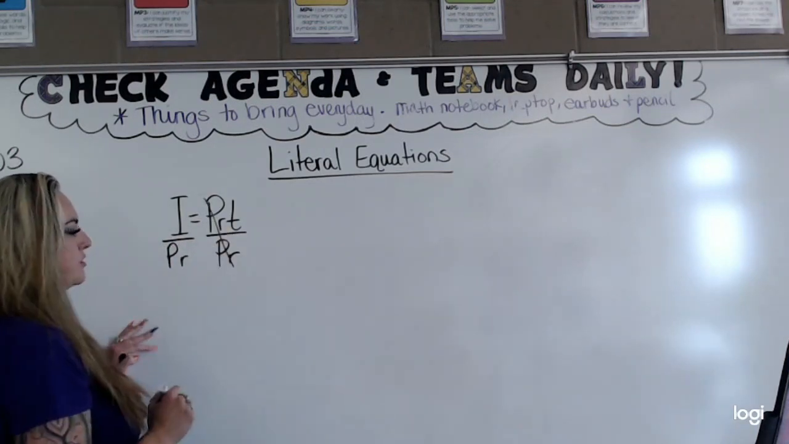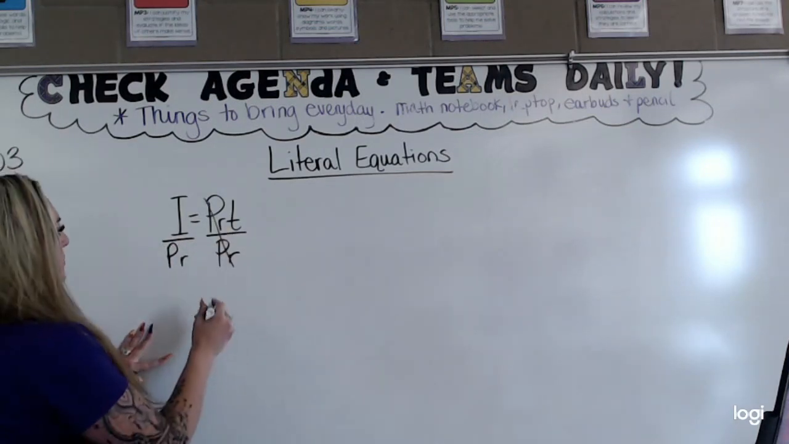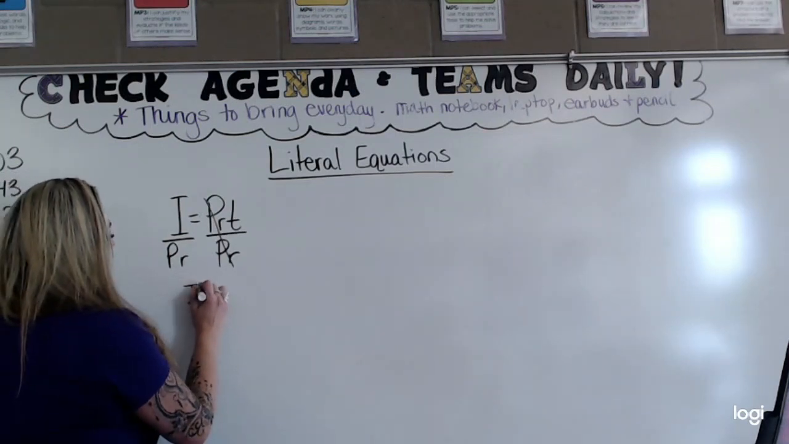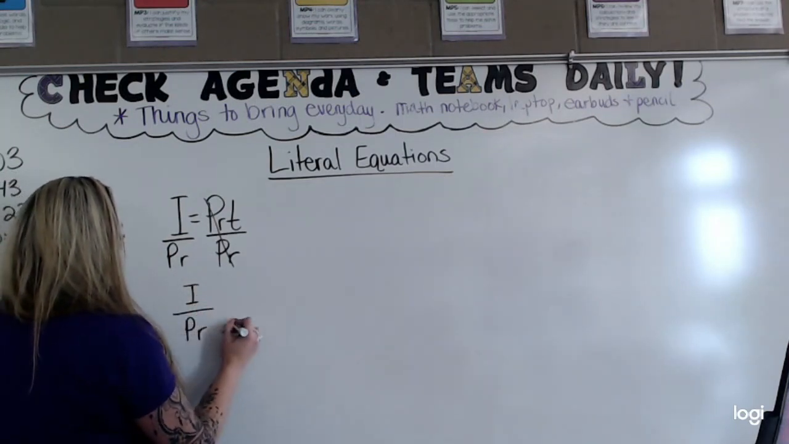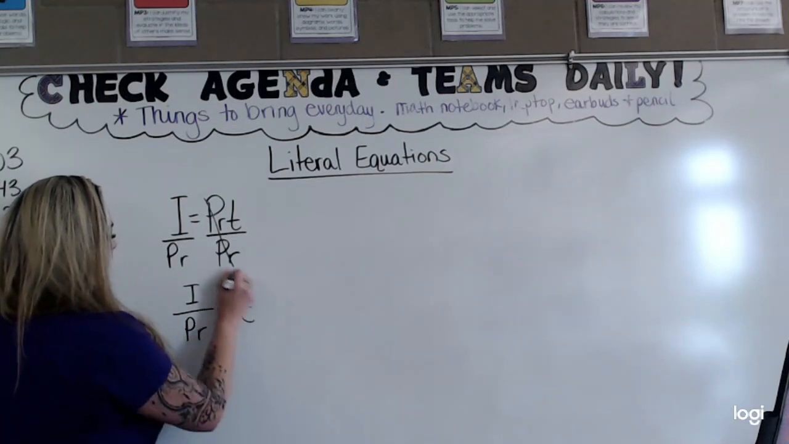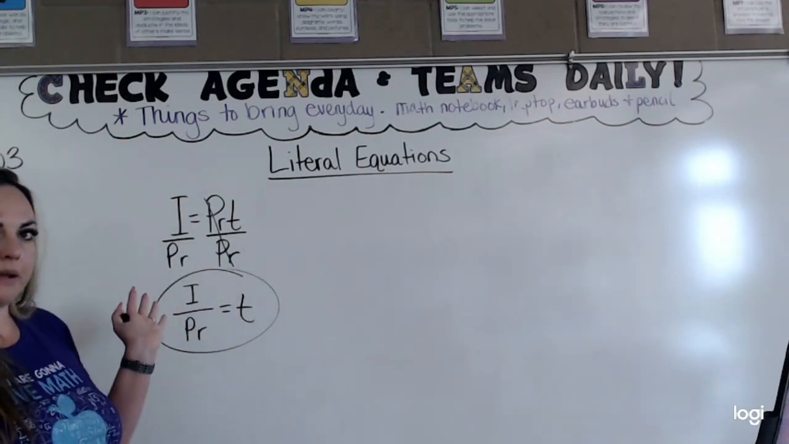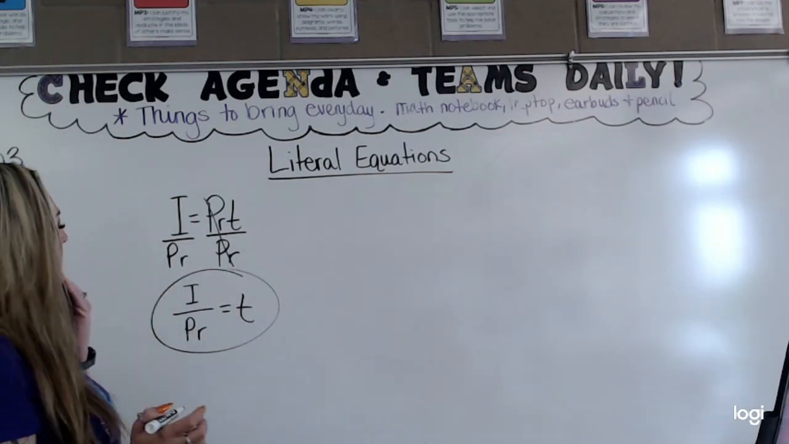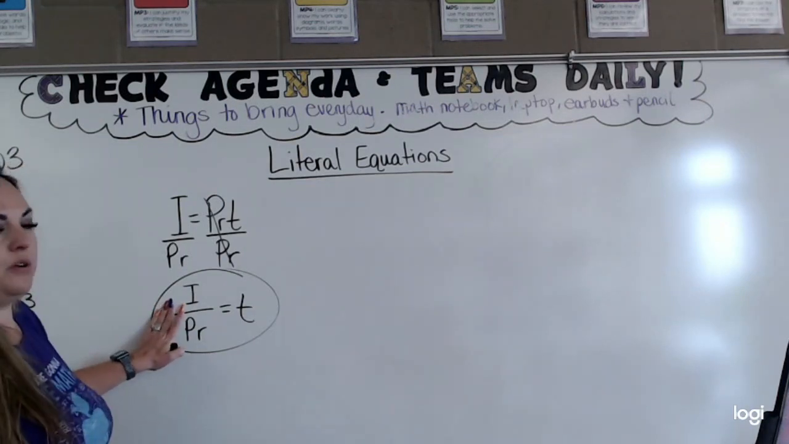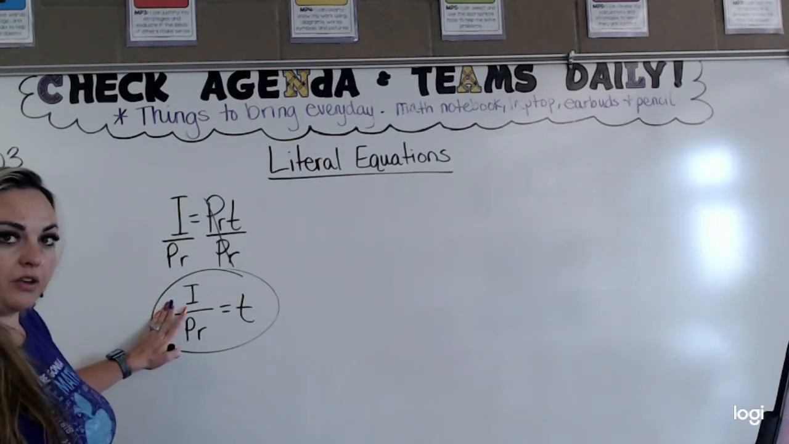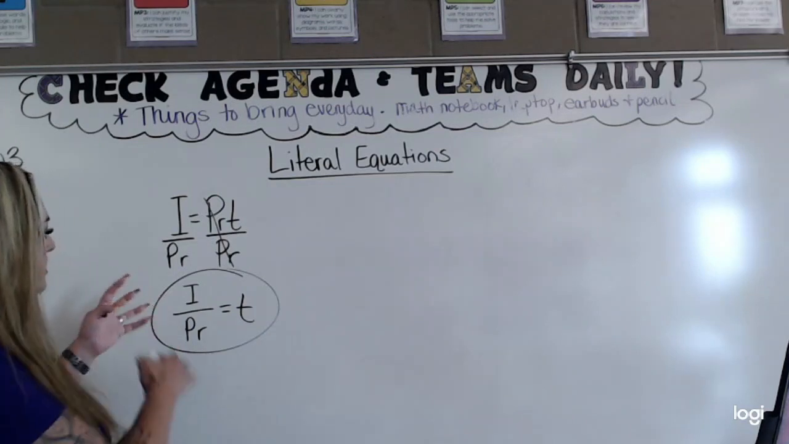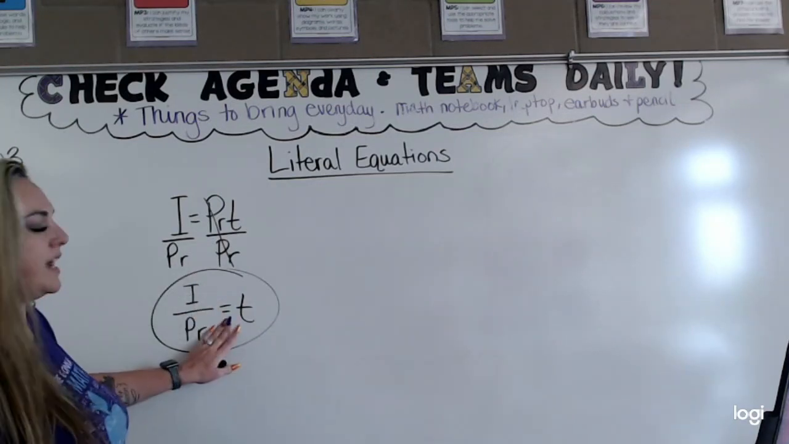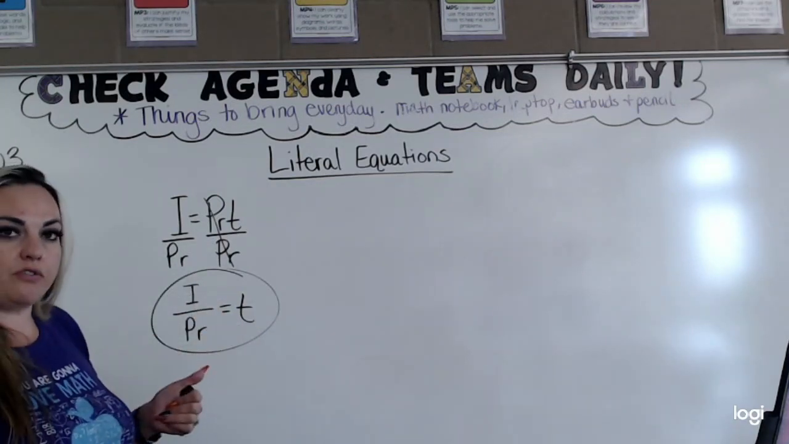It cancels those out on that side. It undoes that multiplication, and we get I divided by PR equals t. That's it. We have no idea what these variable amounts are, what the value is, so we just leave it like that. Once we've got t isolated, and that's what we were solving for, we're done.